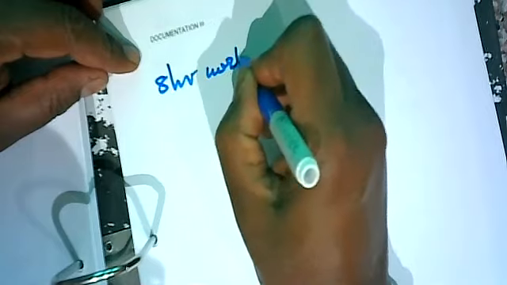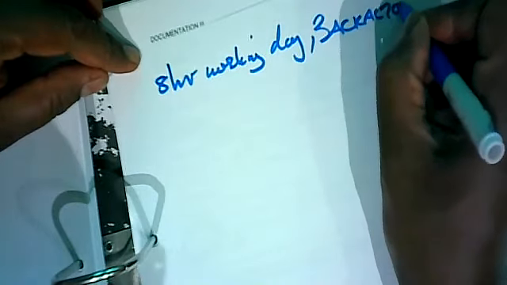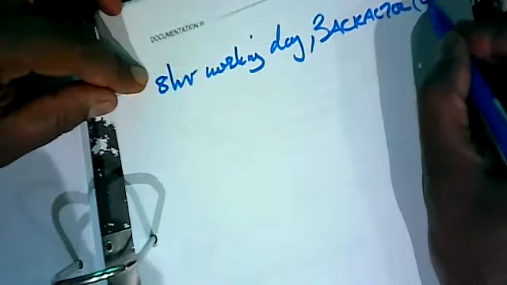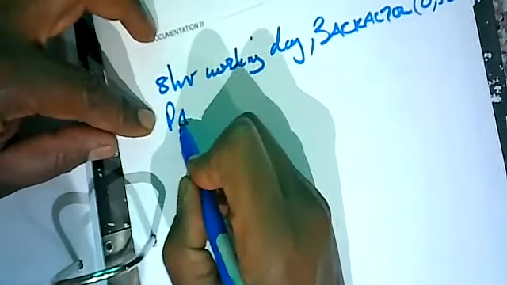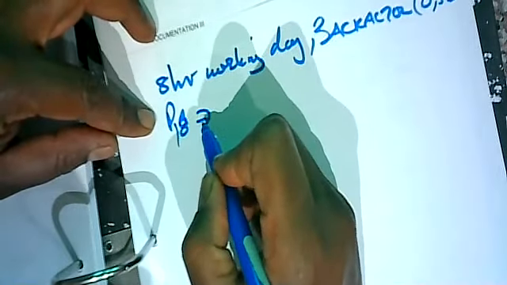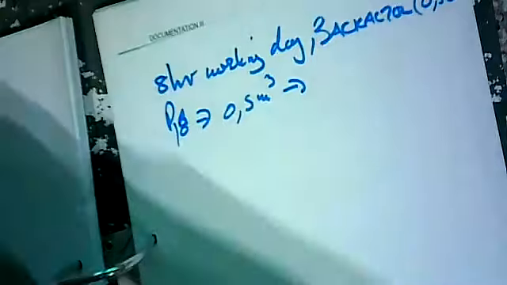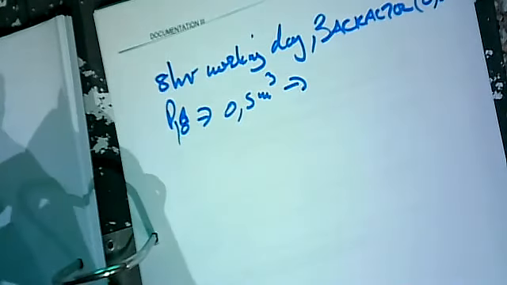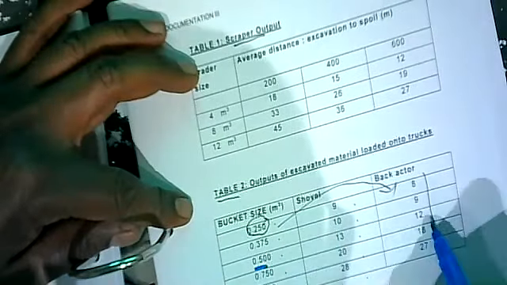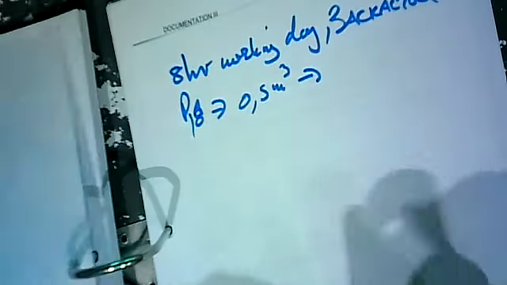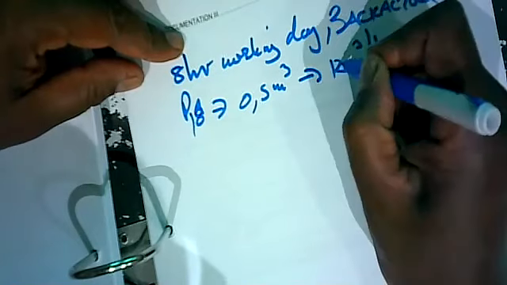An 8-hour working day. You've got a backactor that is 0.5 meter cubed. Then page 18, what does it tell you? For a 0.5 meter cube machine, here we go, the capability is 12. So it has a 12 meter cubed per hour capability.